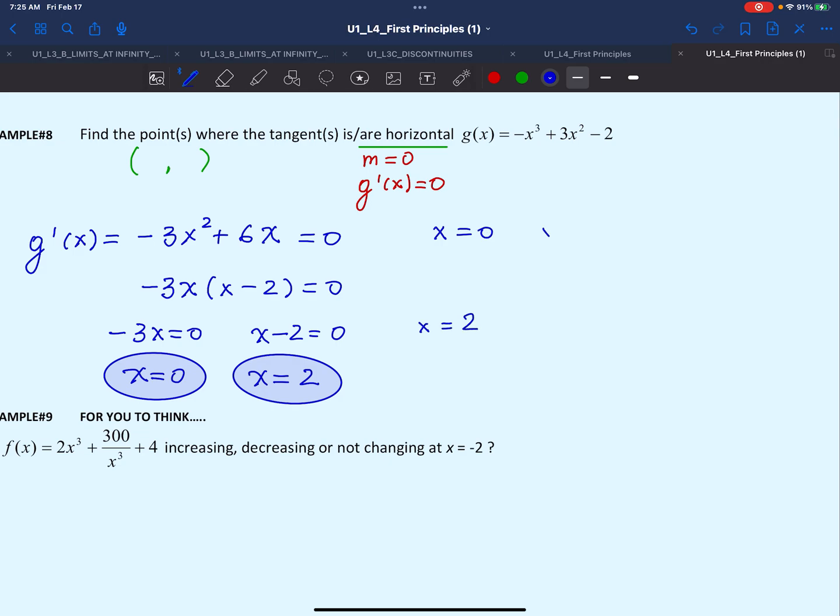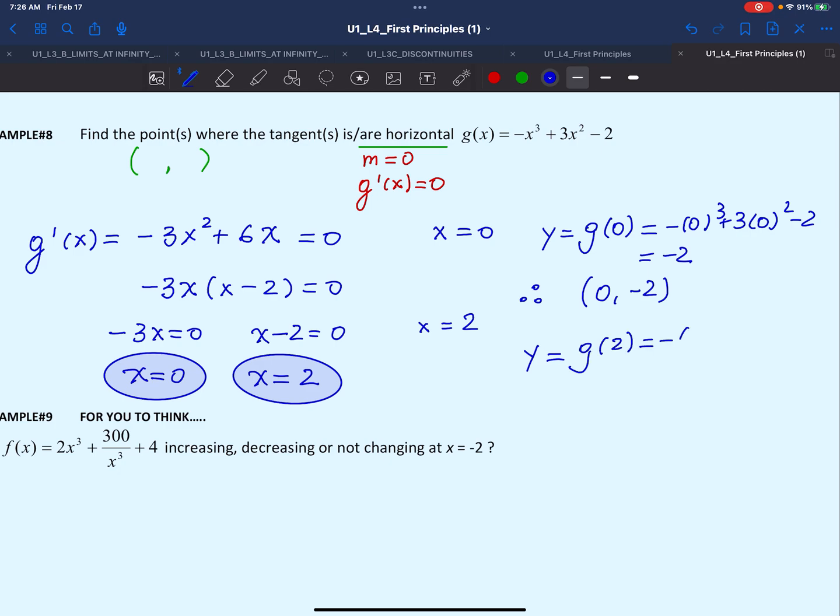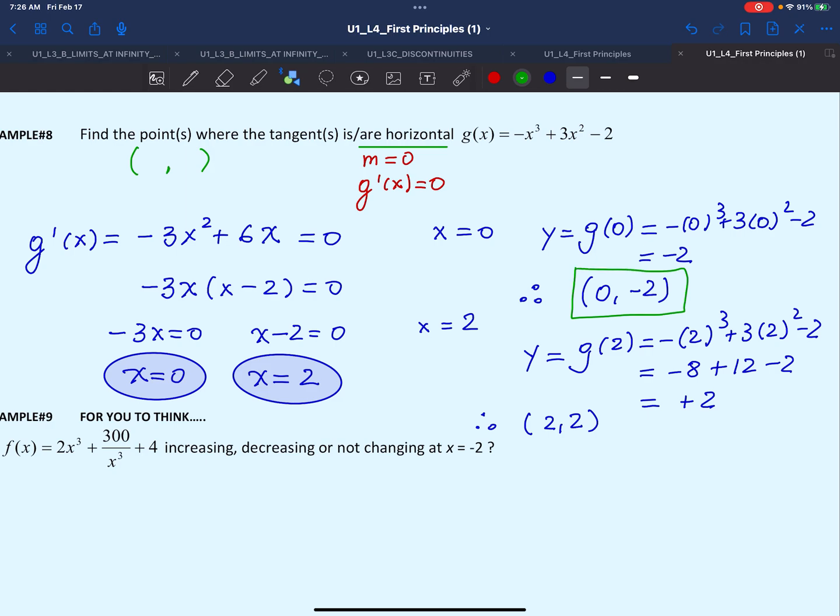Since we're asked for the points, we need to find the corresponding y values, which are found by simply substituting the value of x into the function. So negative 0 to the power of 3, plus 3 times 0 squared, minus 2, and that would equal negative 2. Therefore, the tangent drawn at (0, negative 2) will be horizontal. And similarly, we find the y value at x equals 2 as g of 2, which is negative 2 to the power of 3 plus 3 times 2 squared minus 2. That would equal negative 8 plus 12 minus 2, which is positive 2. So the next point where the tangent will be horizontal is (2, 2). So these are the answers to this question. The points are (0, negative 2) and (2, positive 2).